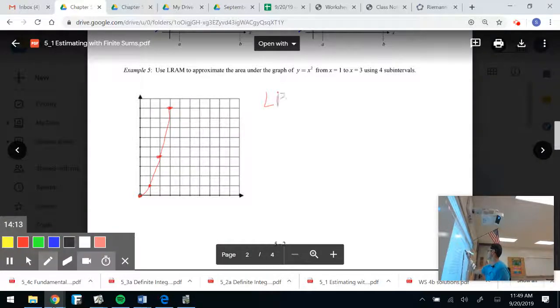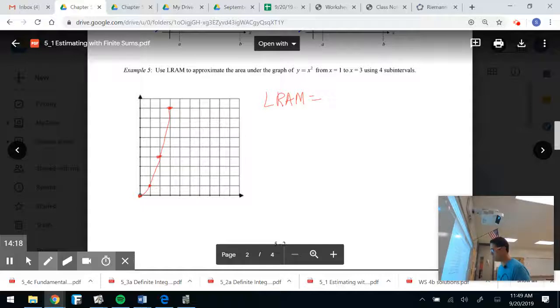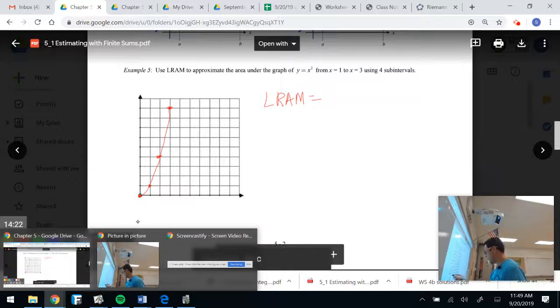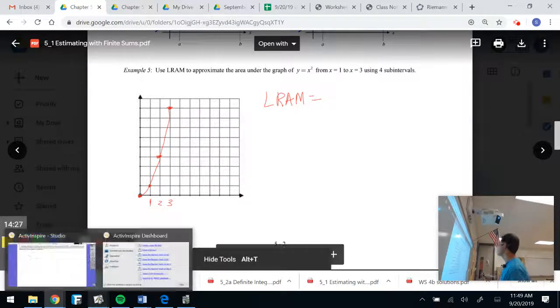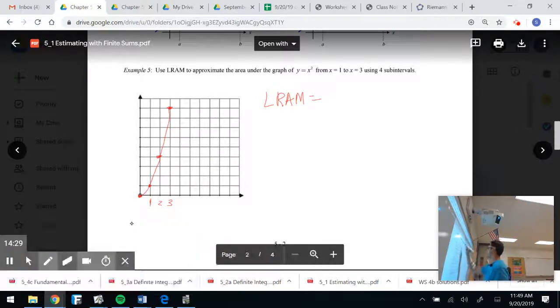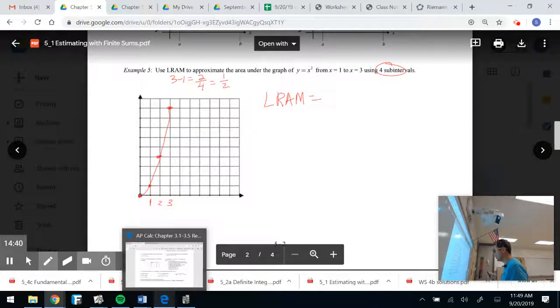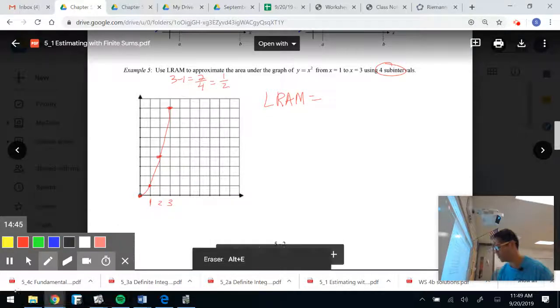So we're going to use LRAM. So how do we do this? So I get an A+ on that pop quiz. That's probably coming up. All right, and we're going to do it from 1 to 3. So that's 1. That's 2, and that's 3. So my length of that is going to be 3 minus 1. So it's going to be a length of 2, but it says to use 4 subintervals. So let's divide that by 4, which would give me a width of 1/2. So I'm going to have to break these in halves right here, right, class? I kind of don't like my picture there.